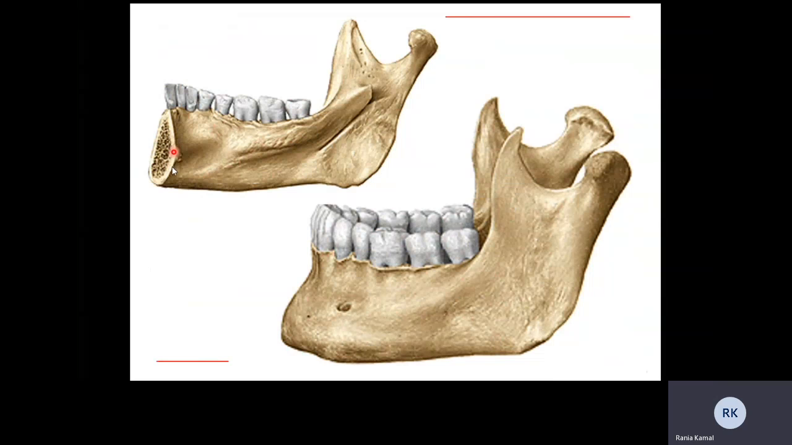Those are the genial tubercles, and below them the digastric fossa. This is the mandibular canal with the inferior alveolar nerve and vessels passing through it. In front of it, you will find the lingula with the sphenomandibular ligament attached to it. This is the mylohyoid groove, with the nerve and artery to the mylohyoid muscle passing through it or related to it. This is the pterygoid tuberosity, which is the site of attachment of the medial pterygoid muscle.